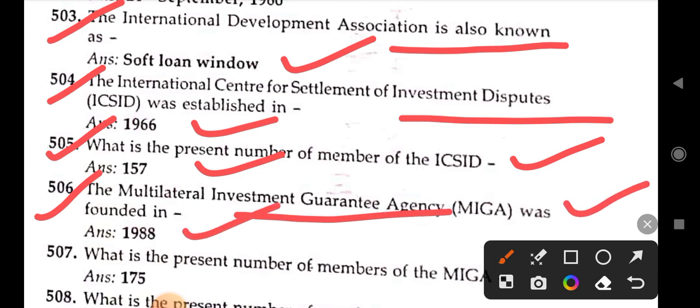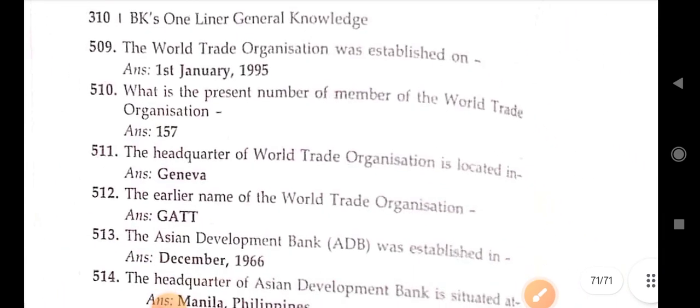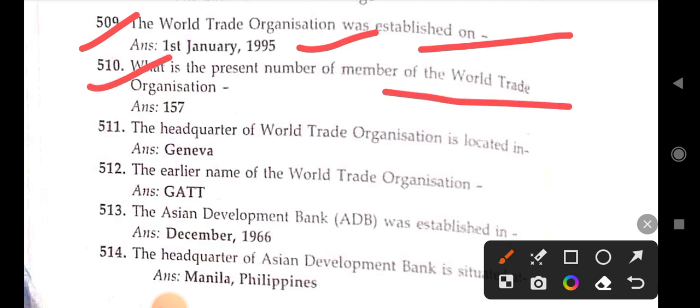Next. What is the present number of members in MIGA? 175. What is the present number of member nations of the World Trade Organization? 157. Next. World Trade Organization was established on 1st January 1995. What is the present number of members in the World Trade Organization? 157. The headquarters of the World Trade Organization is located in Geneva.